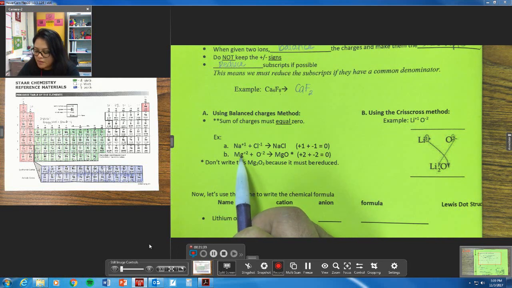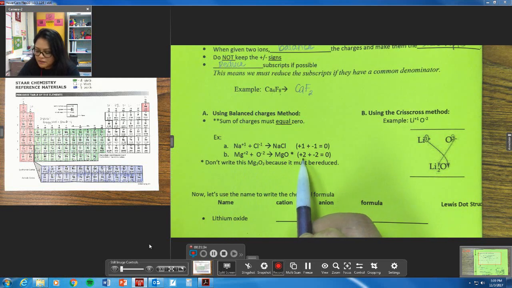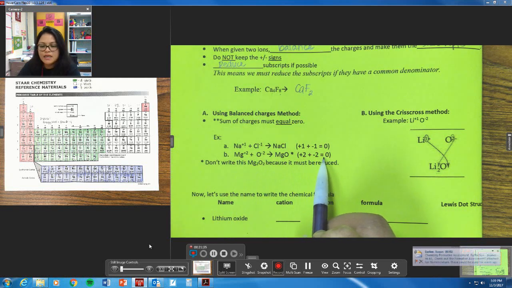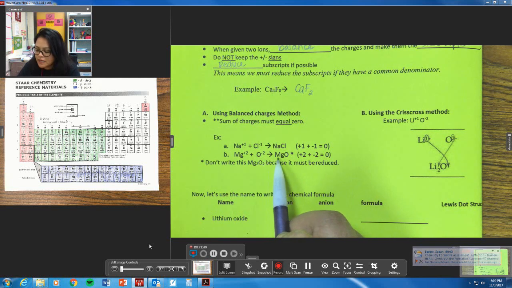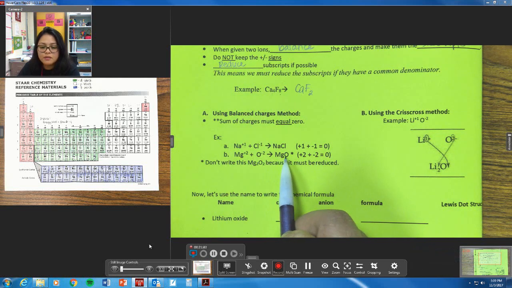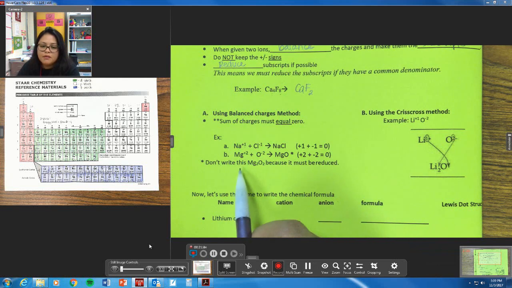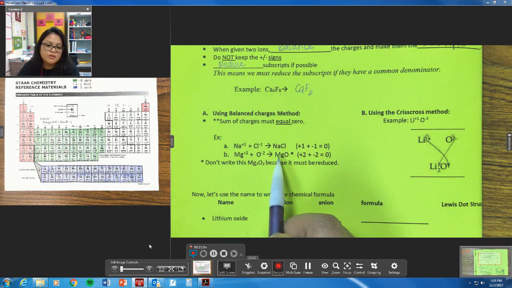Same thing for magnesium and oxygen. Well, positive 2 plus negative 2, they cancel each other out to equal 0. So that means we would just have one of each element. Remember, do not write magnesium 2, oxygen 2, because it must be reduced. If you reduce this by the common denominator 2, it'll be reduced to MgO.